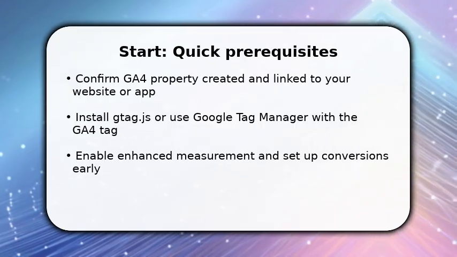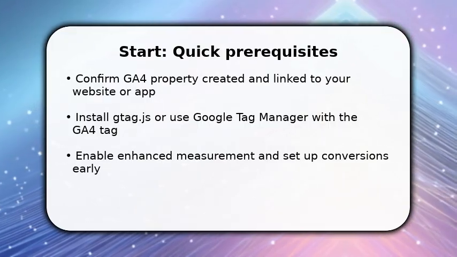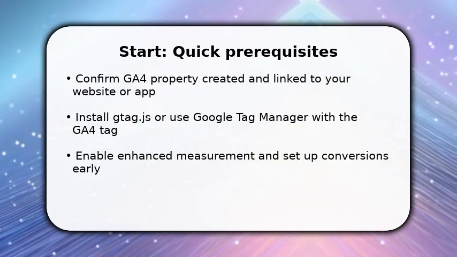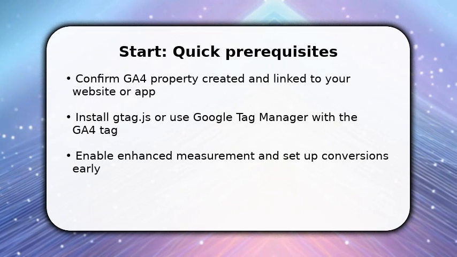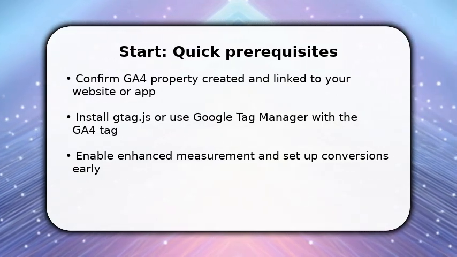Next, create primary conversion events, form submit, purchase, sign up, so you capture outcomes from the start. Make sure data streams are labeled clearly and set your time zone and currency correctly. These small settings stop later confusion and keep reporting aligned with campaign goals.